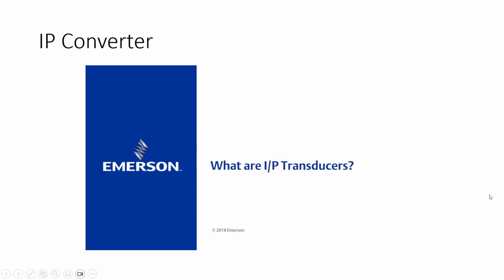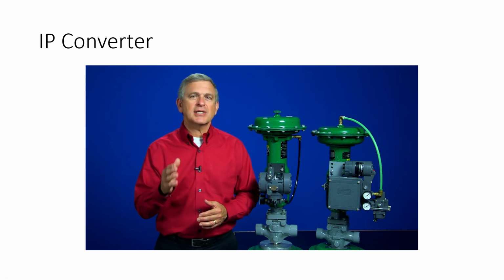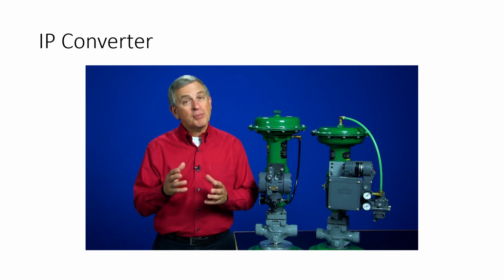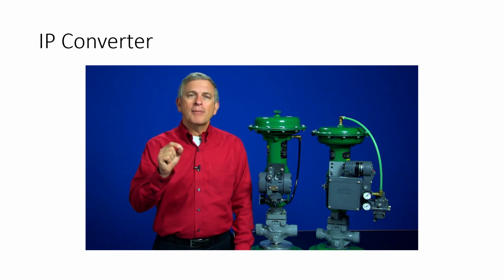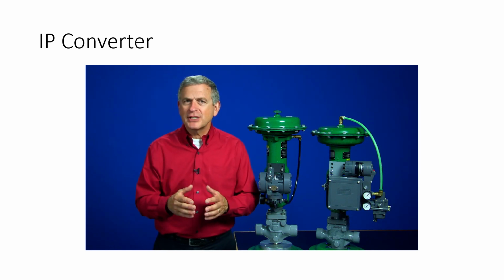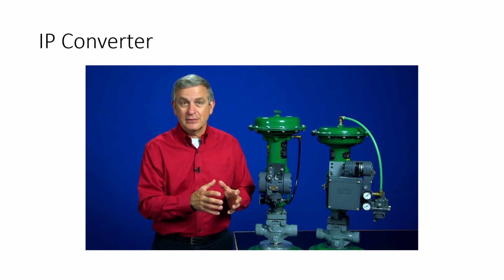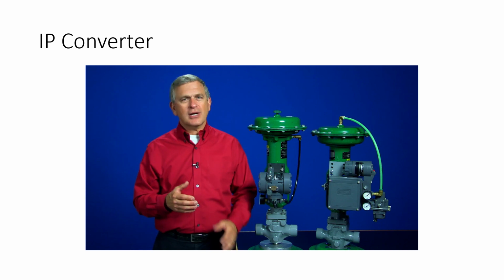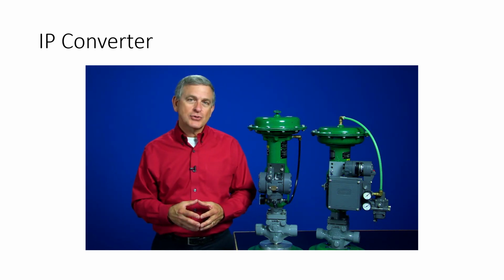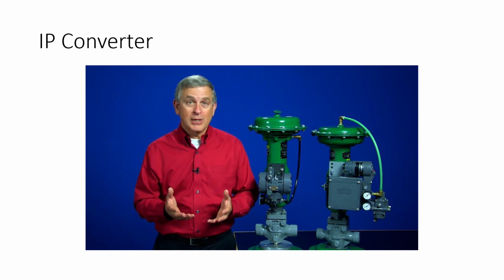Let us see what an I to P converter is. The letters I and P represent signal types. I represents an electrical current signal, whereas P represents a pneumatic or pressure signal. The I to P transducer is a common conversion device that allows an electronic signal to be converted to a pneumatic signal. I to P transducers are commonly required in process control applications using pneumatic control valve assemblies.